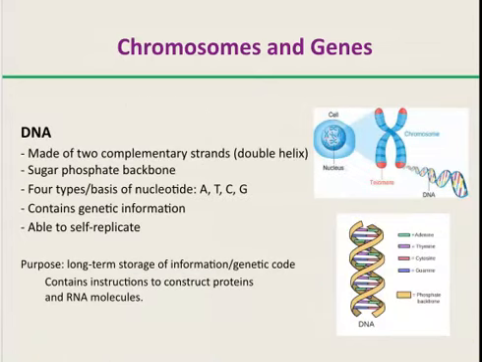So DNA looks like a long spiraling ladder, right? It basically contains the blueprint, or the recipe, for all living things. It's made up of two complementary strands.